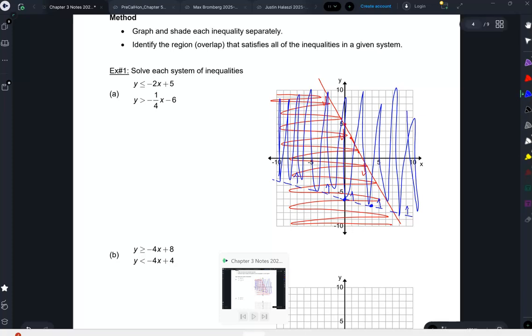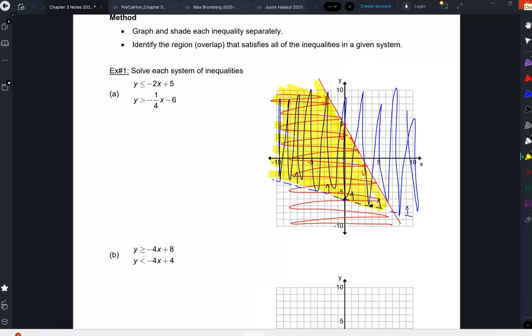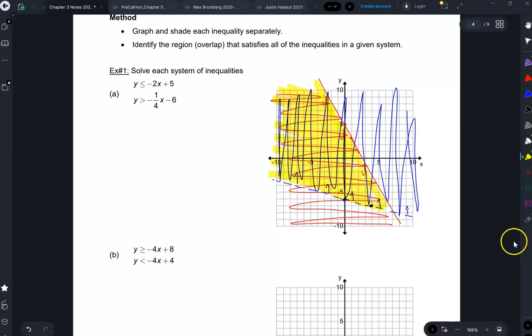However, only one part of this overlaps, correct? The part that overlaps is the solution, which is right there. Does this make sense? So all of the shaded red is the solution for the first. All of the shaded blue is the solution for the second. The solution to the system is the highlighted part, which is the part that overlaps.